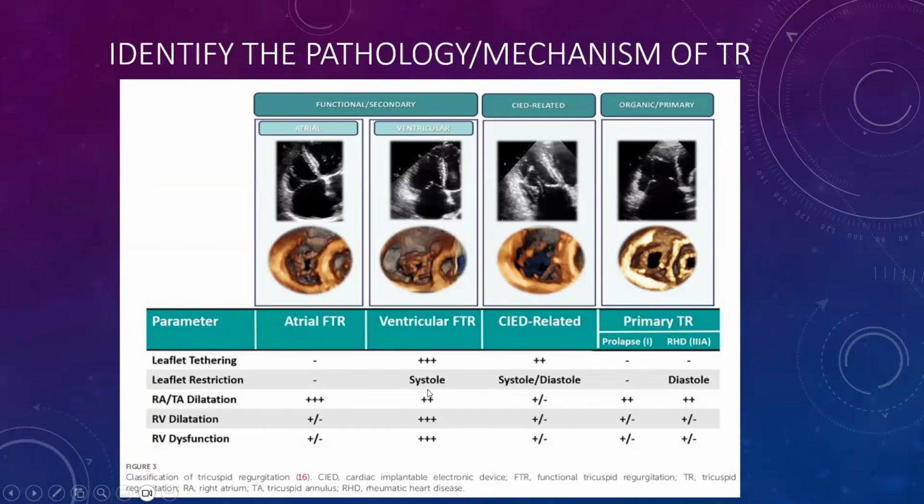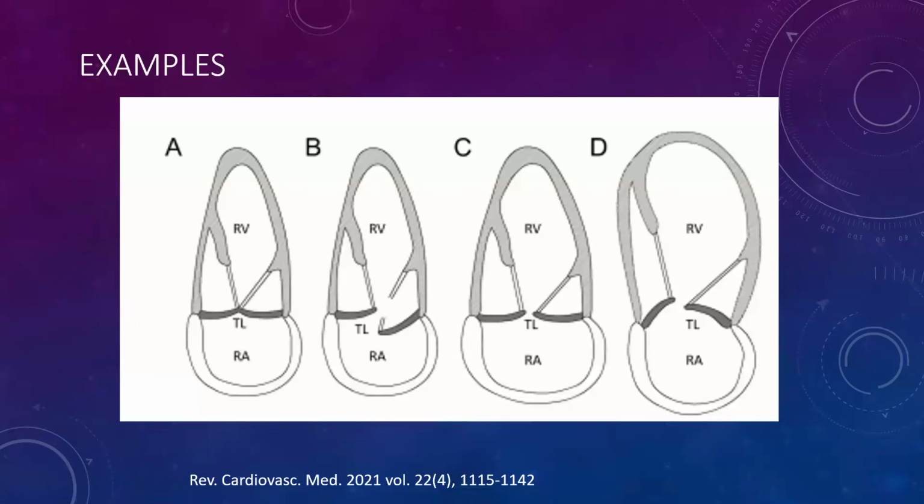The leaflet restriction in ventricular functional typically occurs during systole, and there tends to be apical tethering of the leaflets, whereas in atrial functional it tends to be more of a flat coaptation. Let me give you another example. If we look at these examples, A being normal, B, which type would this be? Primary, atrial functional, or ventricular functional? There's no lead, so there's no hiding lead in this picture.